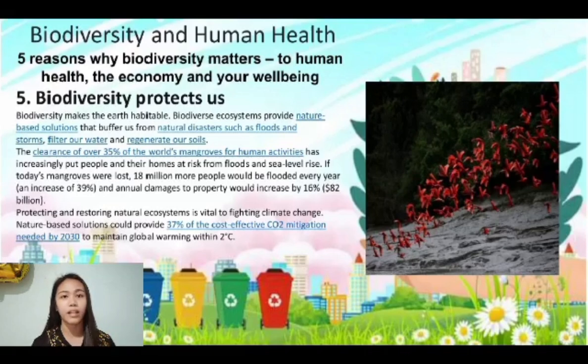Number 5, biodiversity protects us. Nature helps us protect us from disasters like floods and storms, for example, the mangroves. Those trees near the ocean act like natural shields, but over 35% of them have been destroyed. If we lose more, millions more people will be at risk of flooding or even tsunamis. Also, protecting nature helps fight climate change. Nature can reduce 37% of the carbon pollution we need to stop global warming by the year 2030.